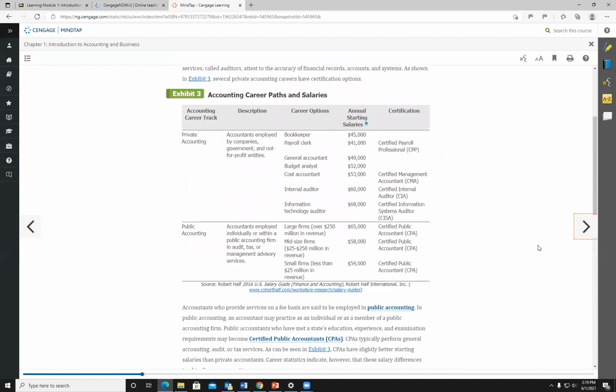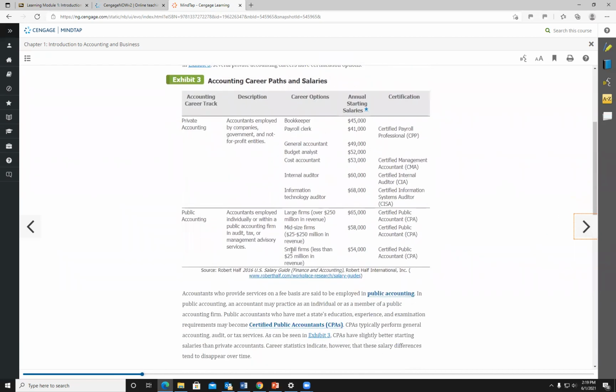All right, I'm just going to go over this really quickly. I do encourage you to read chapter 1 in depth. I don't just use my video instruction because I'm only going to be hitting on key things. But here are different career paths and salaries for different types of accounting. There's private accounting and public accounting. In private accounting, you normally work for companies, government, and not-for-profit entities. In public accounting, you most likely work freelance. You most likely have your own company. Some companies do hire CPAs, maybe on a contractual basis, maybe even on a permanent basis.